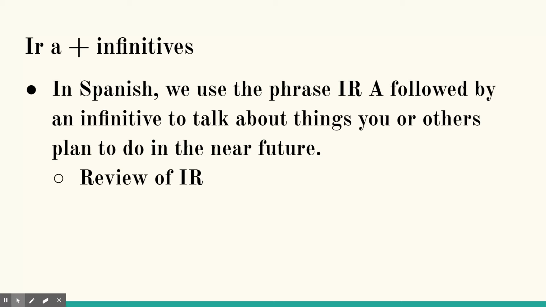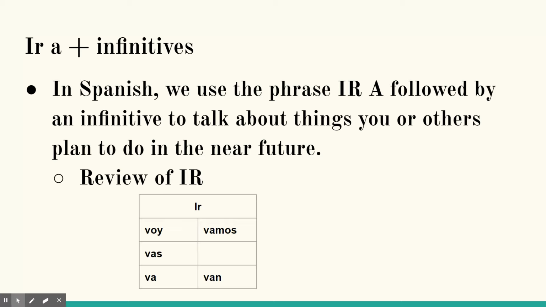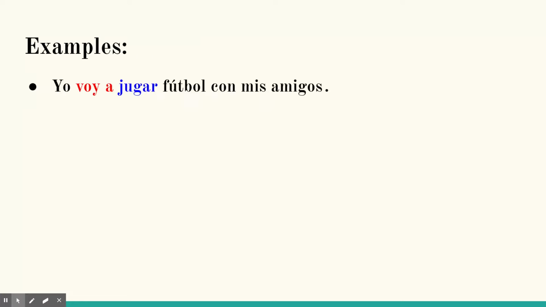So for this, we need to do a quick review of the verb ir. Yo voy, tú vas, usted va, nosotros vamos, ustedes van. Make sure you write this down. Now, how do we use this? Let me show you a couple of examples. Here is one. Yo voy a jugar fútbol con mis amigos. So what I'm saying in this sentence is that I'm going to play soccer with my friends. As you can see, we're using the conjugation of ir, voy, the letter A, and then what follows immediately is my action or what I'm planning to do, a verb in the infinitive form.